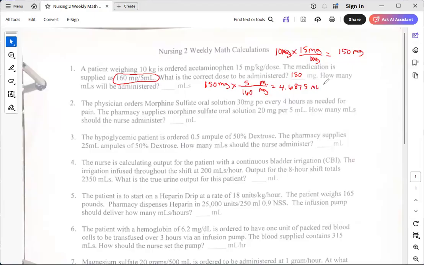4.6875. And we're going to round that to 4.7 milliliters. I'm rounding to the nearest tenth just because that is how I've been taught to round ml answers. So you always want to double check with your instructor if they want you to follow different rounding rules.